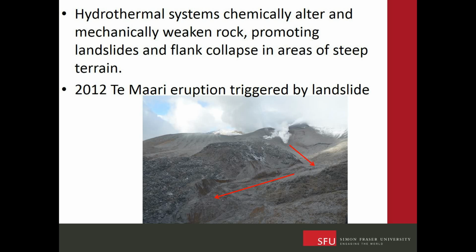Hydrothermal systems also chemically alter and weaken the rock and can promote landsliding. And in fact, a landslide was a trigger to the 2012 eruption from Te Maari. You can see the landslide came down this valley here, and these are the explosion vents that resulted.